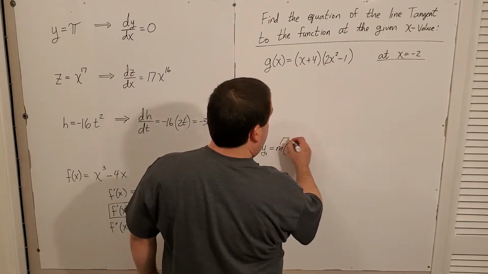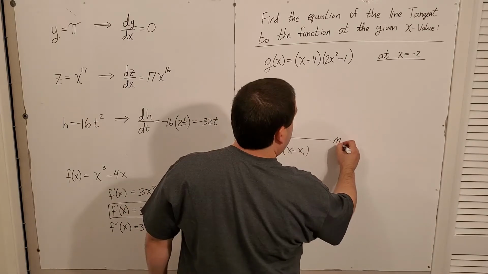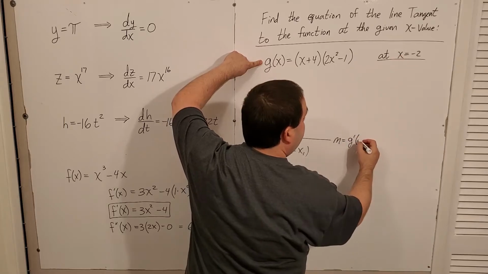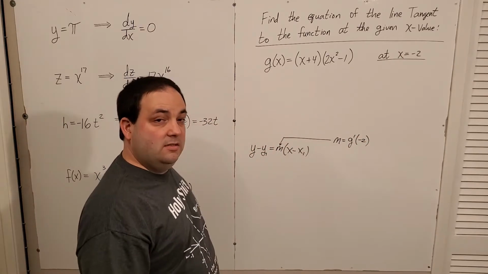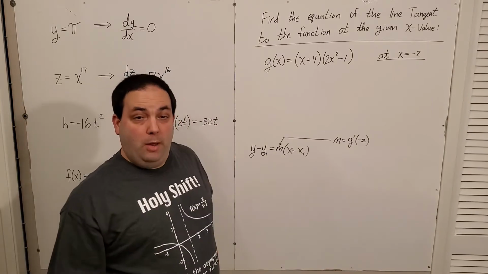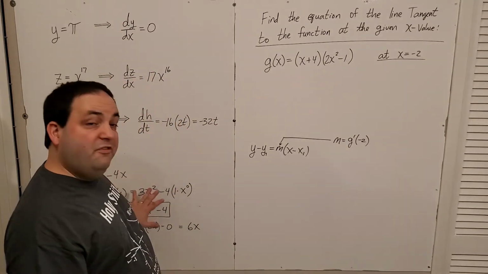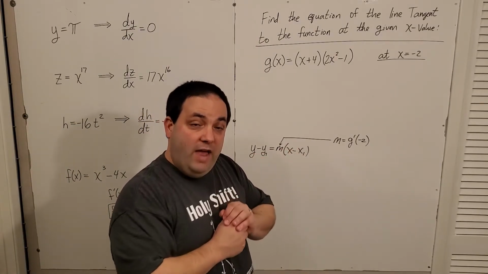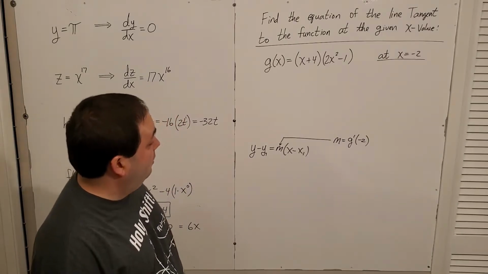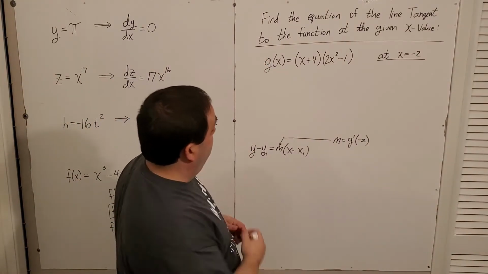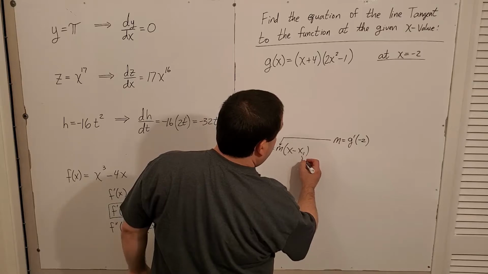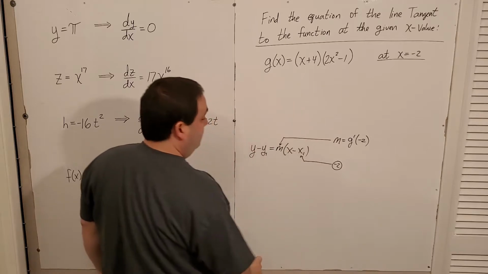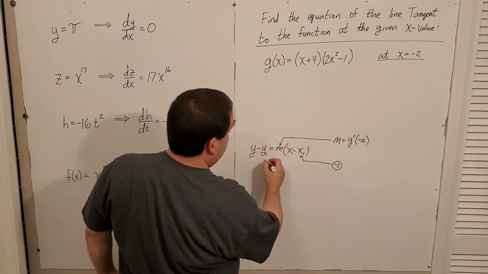So this slope right here, m, is going to be equal to g prime of negative 2, not g prime of x, although we have to find g prime of x first. Our rules work on functions, and then once we're in a derivative function, we can plug in values to that as well. Okay? Now, my x1 here, we already know, right? We already know this one. It was given to us, negative 2. How do I get y1 here?